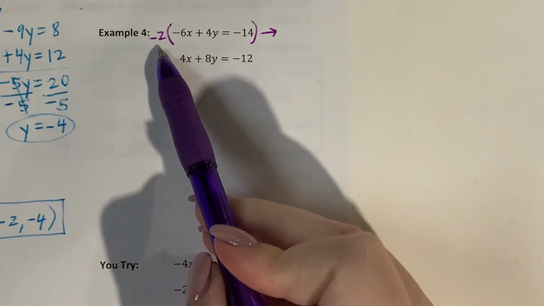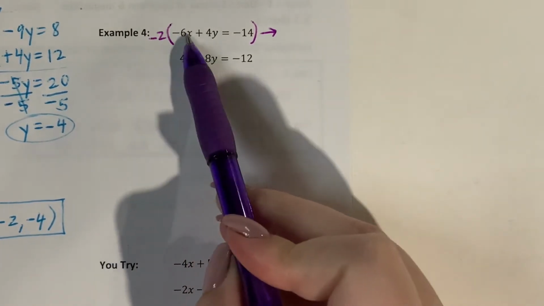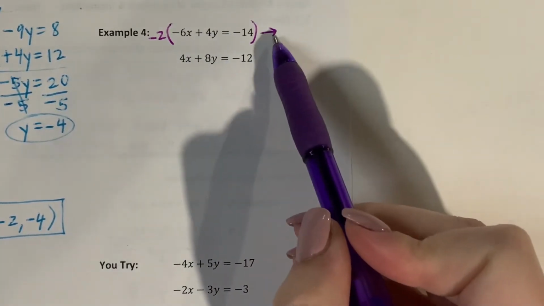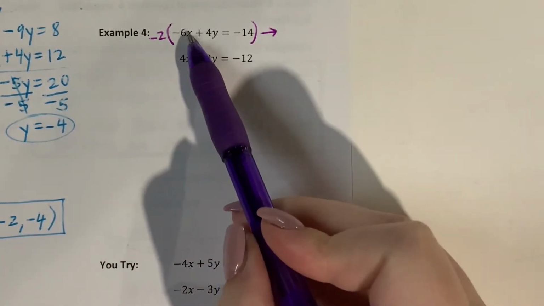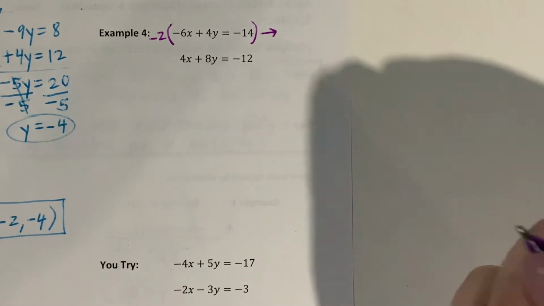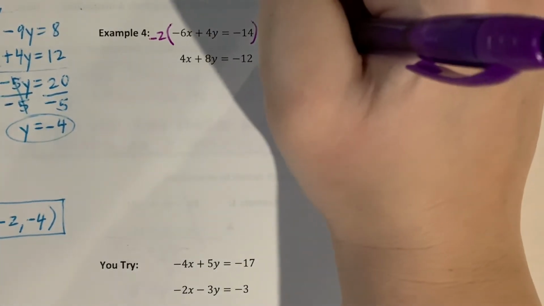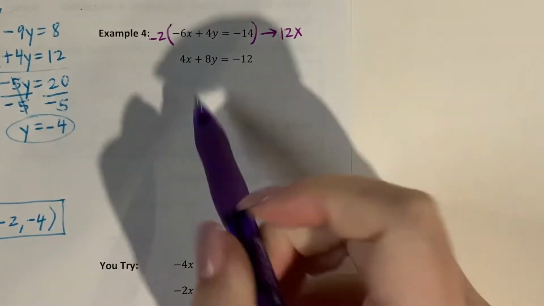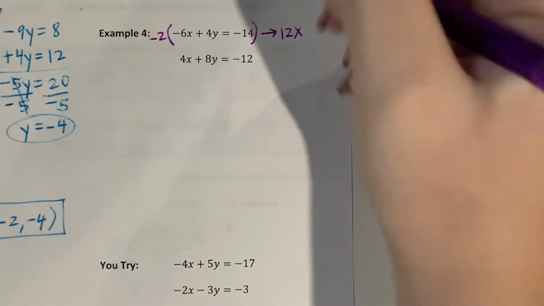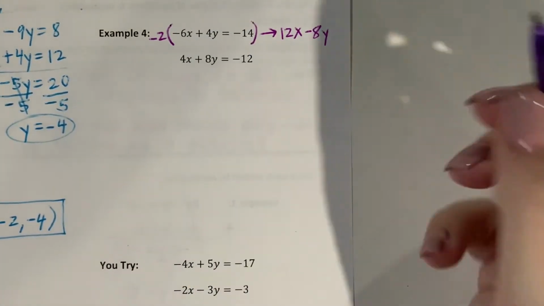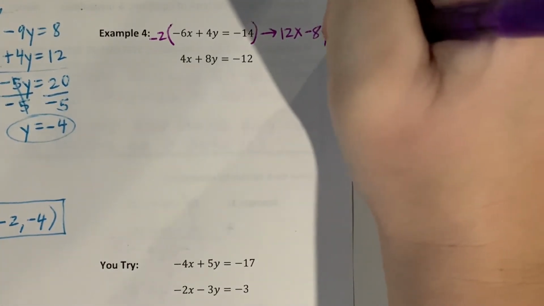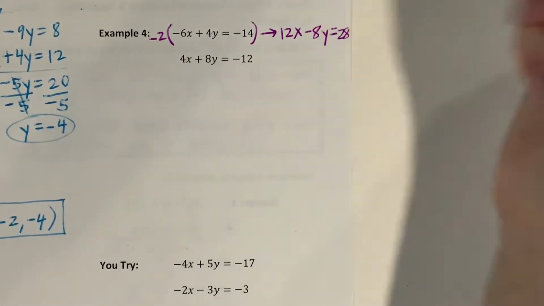Again, think of it like distributive property. I need to do -2 times each of these terms. And I'm putting an arrow here so I can rewrite my equation. So -2 times -6x gives me 12x. -2 times 4y gives me -8y. And -2 times -14 gives me positive 28.